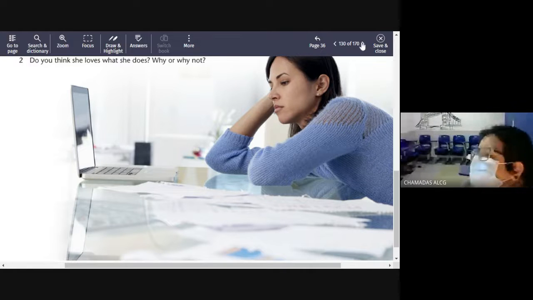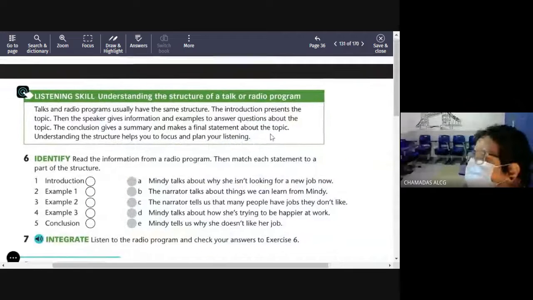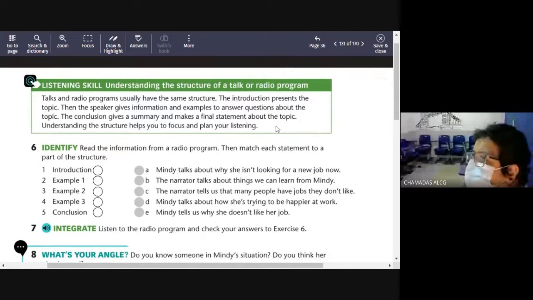All right. So let's move on to the last page of our lesson today. Here, they bring a small tip on listening. And the tip here has to do with understanding the structure of a talk or radio program. So before we see that, let me ask you, do you listen to the radio?